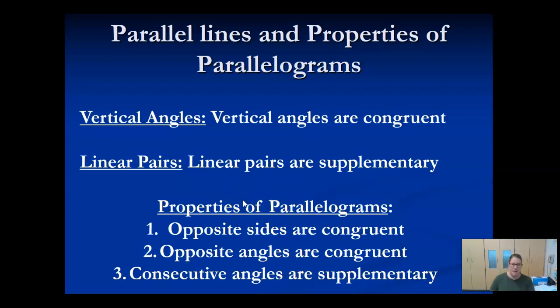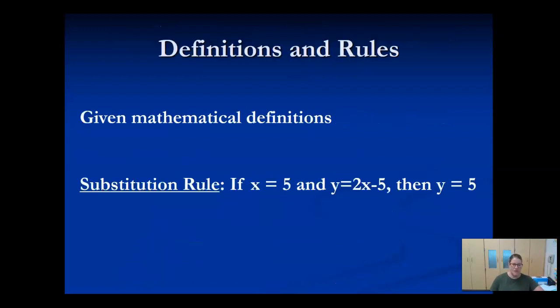So basically all of these theorems and these definitions we can use as we write the proofs as evidence for things being true, okay? Some of the definitions and rules that we might use, one of them is called the substitution rule. You've used it a lot. If I know that x equals 5 and I know that y equals 2x minus 5, then I know that y is equal to 5. The reason is because I can substitute this 5 in for this x because I know x and 5 are equal. So that gives me 2 times 5, which is 10, and then 10 minus 5 is 5. And that's why I know y is equal to 5.